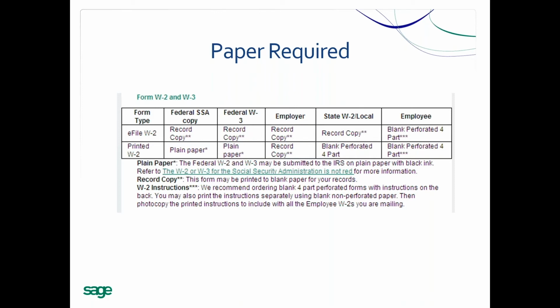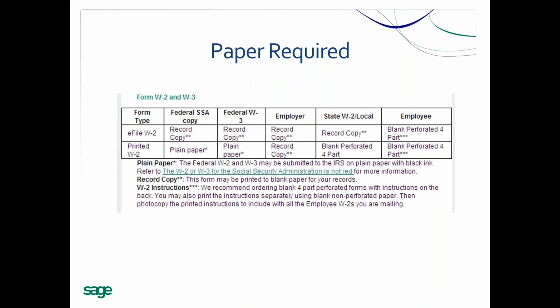If you want to use the perforated paper, you'll need to purchase that prior to doing your final run. You can run samples on just plain paper, and then when you're ready to do the real deal, and if you're going to be the one sending the forms out to the employees or the vendors, you need the perforated blank paper, 4 up. And what I mean by 4 up is 4-part. So you've got 4 forms on a single sheet.